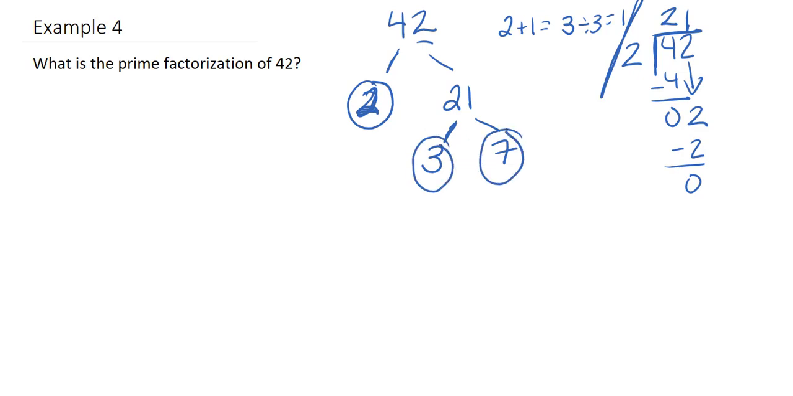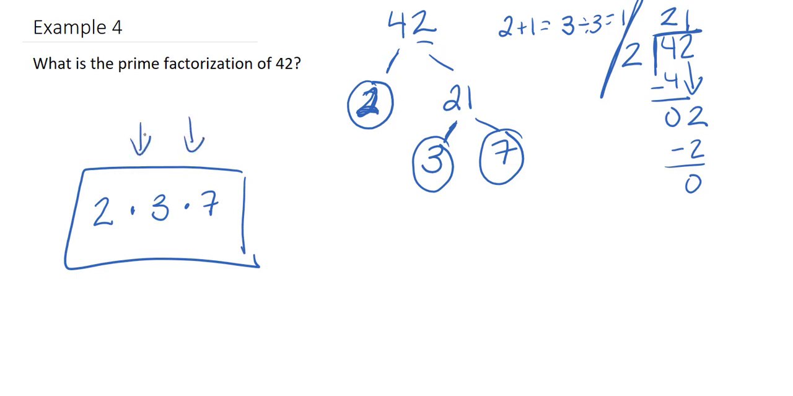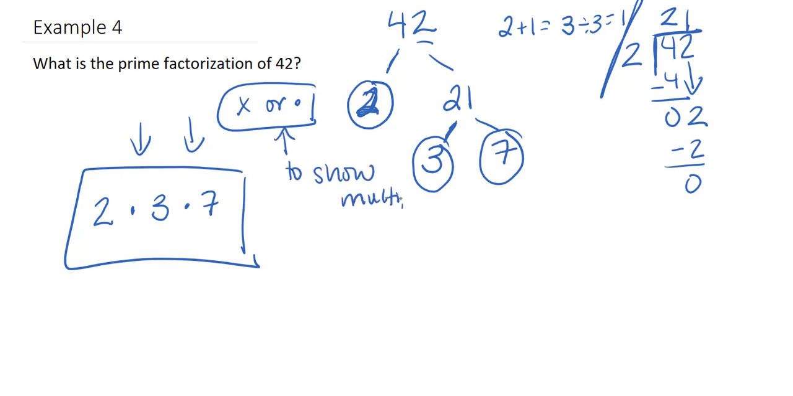So now we have all the prime numbers that 42 is made up of. It's just 2 times 3 times 7. These are other ways to show multiplication. Rather than showing it through the x, you can also use a dot to show multiplication. So that is the prime factorization of 42. It's 2 times 3 times 7.